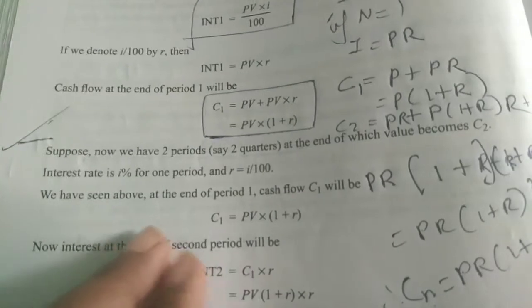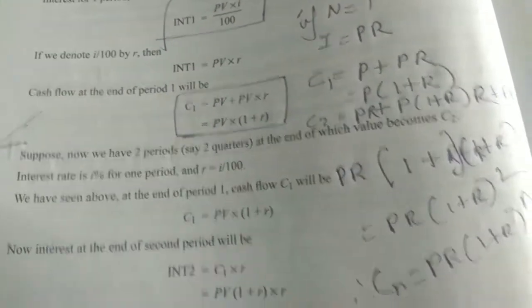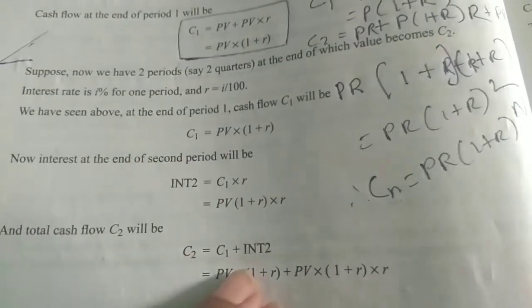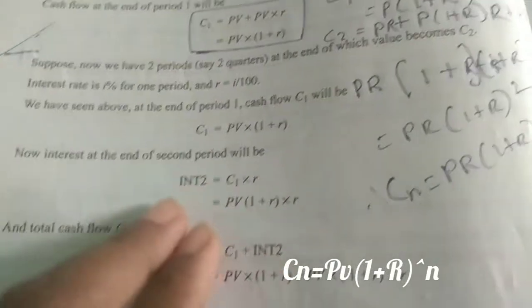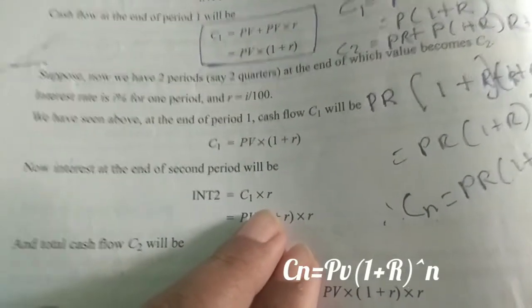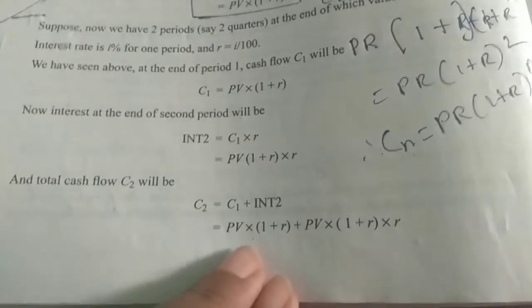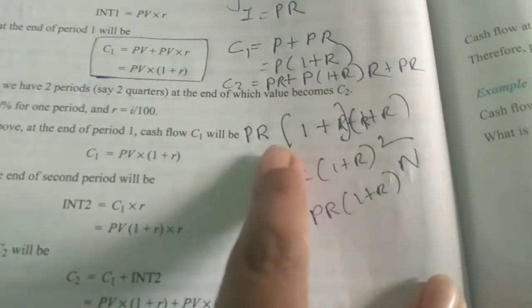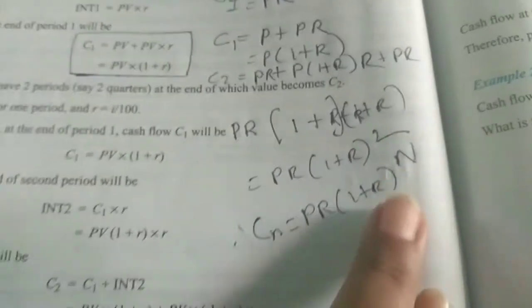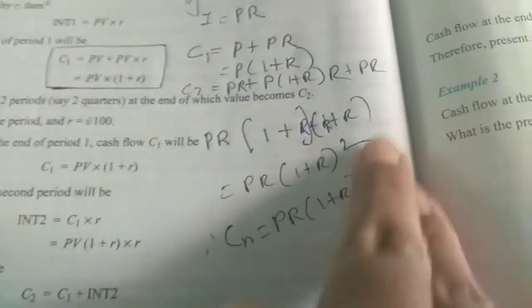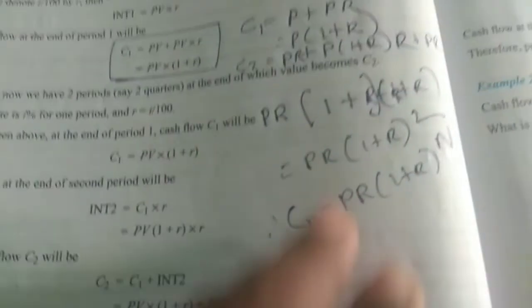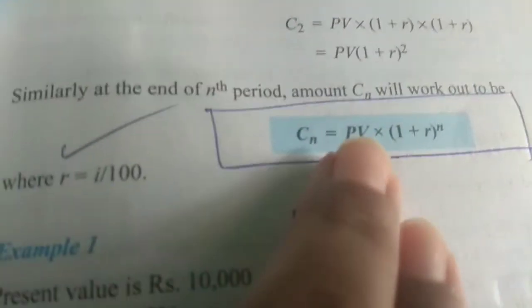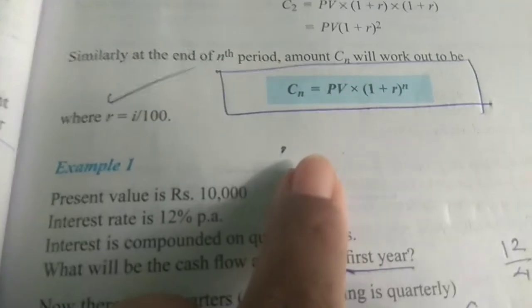For the second period we can calculate cash flow as C2 equal to C1 plus INT2, where INT2 is C1 into R. So we will get C2 as PV into 1 plus R into 1 plus R. For the third period we have to multiply again by 1 plus R, that is we get Cn equal to present value into 1 plus R all raised to n. Just remember this equation.